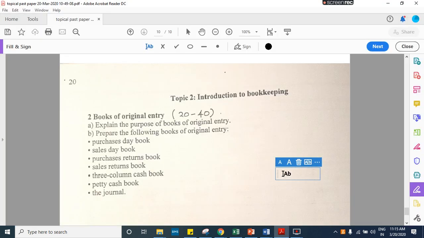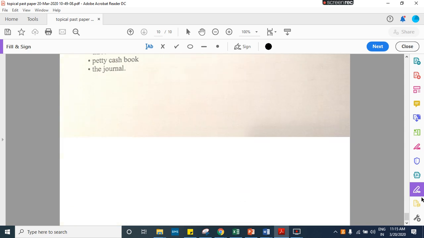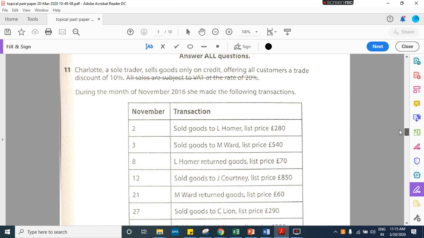Moving back to the past paper question. As you can see here, in the crossed sentence, all sales are subject to VAT at the rate of 20%. VAT is excluded from your new curriculum, so you're not applying anything related to VAT. Therefore, the marking scheme will be different from what I'm going to explain now.